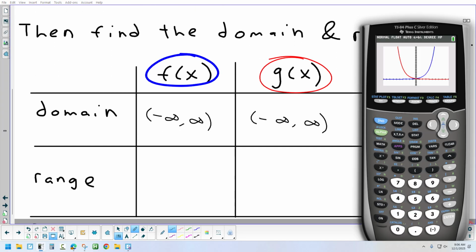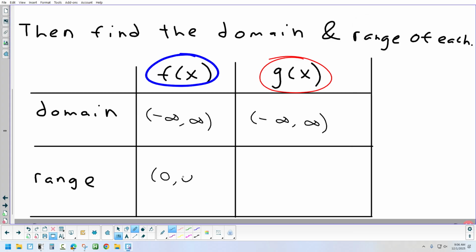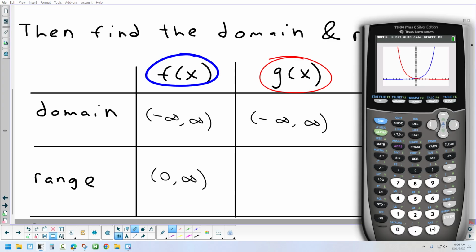Okay, let's look at the range, up and down. How far up and down will the blue one go? 0 to positive infinity. Do we ever reach 0? No. 0 to positive infinity. And how about the red one? Negative infinity to 0. So when you describe the red one, think of the lowest it goes, and then comma the highest it goes. Negative infinity to 0.